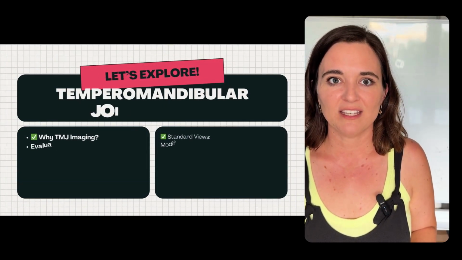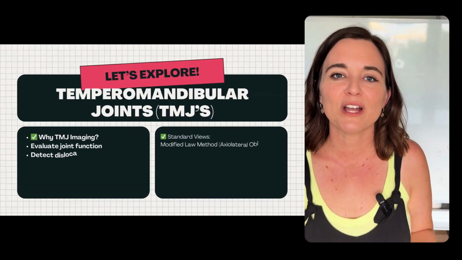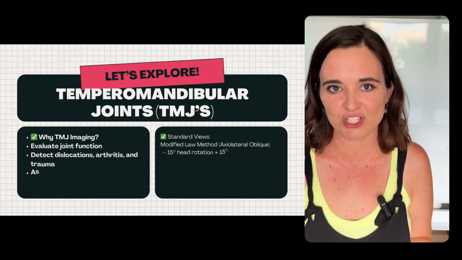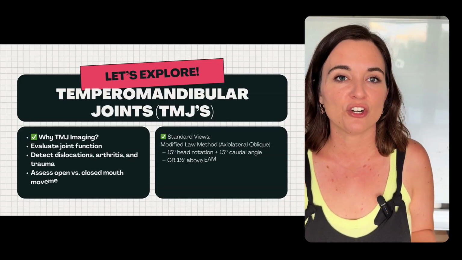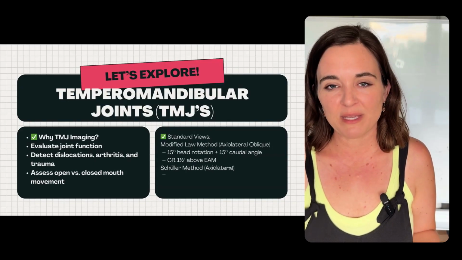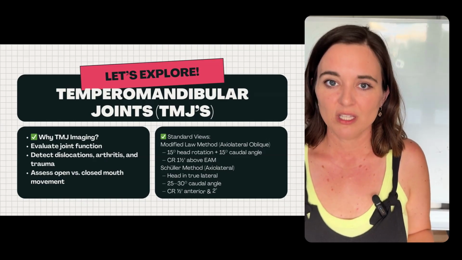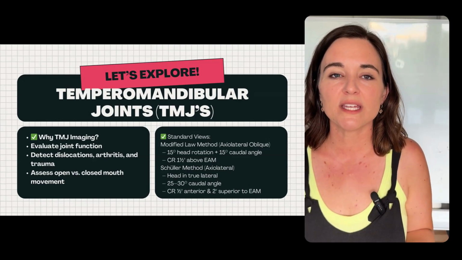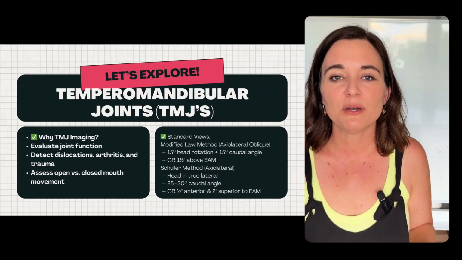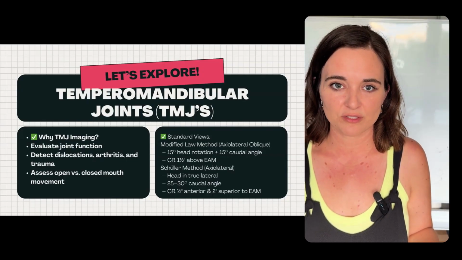Temporomandibular joint imaging can be intimidating, but it's incredibly important for evaluating joint function, injury, or degenerative changes. TMJ basics. These joints connect the mandible to the temporal bones. They're involved in talking, chewing, and yawning, so you need both open and closed mouth views.